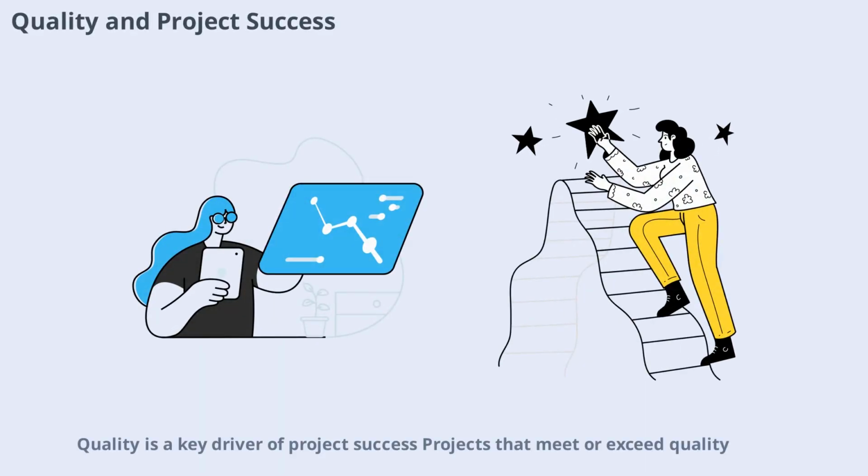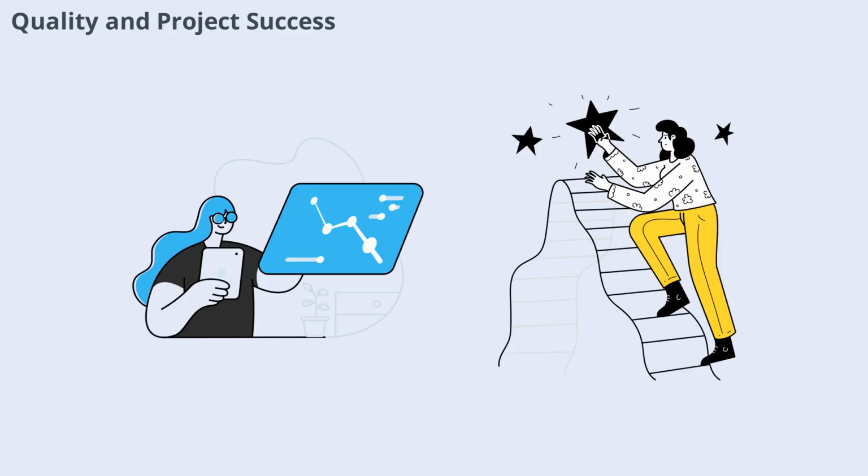Quality is a key driver of project success. Projects that meet or exceed quality standards are more likely to satisfy stakeholders, achieve business objectives, and deliver lasting value. By prioritizing quality planning and assurance, you set your project up for success from the start. Remember, quality isn't a one-time effort, it's a continuous journey.